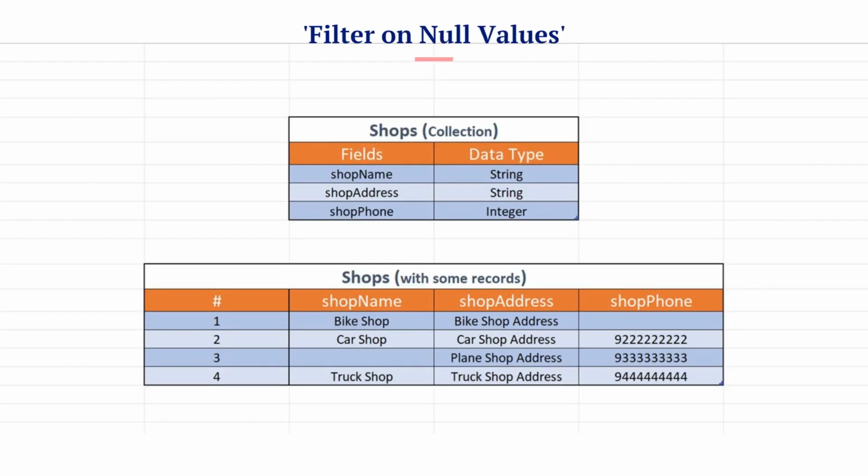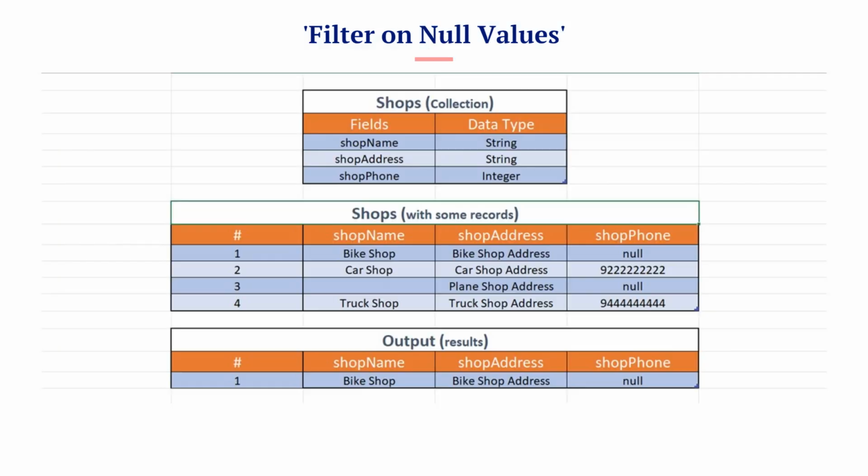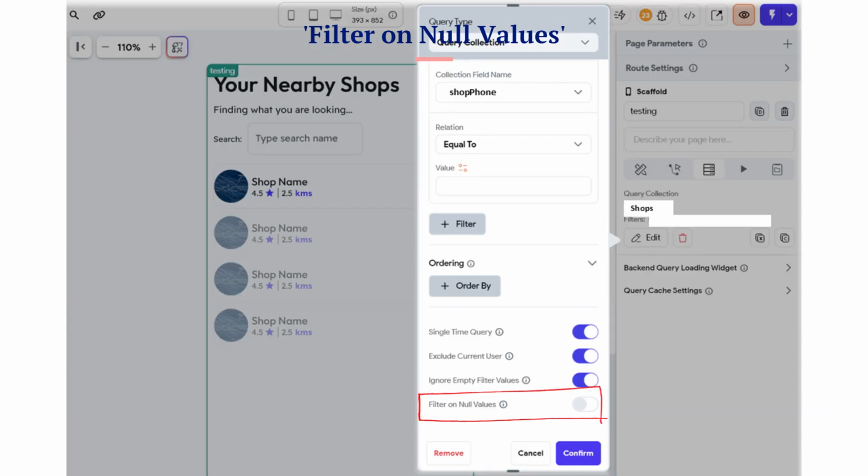Now let's see Filter on Null Values. Imagine you are filtering the same shops collection, but this time you're using a field that could have null values, like shop phone. Suppose you set up a filter to find shops where shop phone is null, meaning there's no phone number stored. By default, if you don't check the Filter on Null Values option, the query will ignore this filter if the value is null.